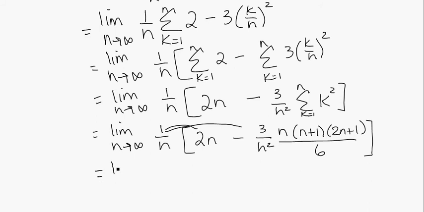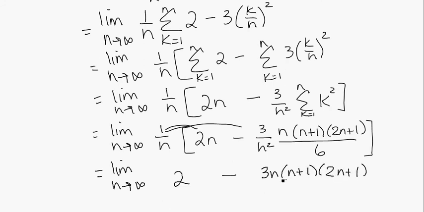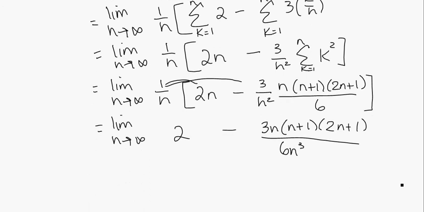So I get the limit as n goes to infinity of, the n's are going to cancel in this first term because I've got 2n over n, so that's 2, minus over here 3n times n plus 1 times 2n plus 1 all over n times n squared times 6, which is 6n cubed. Now, the limit as n goes to infinity of 2 is obviously just going to stay 2.